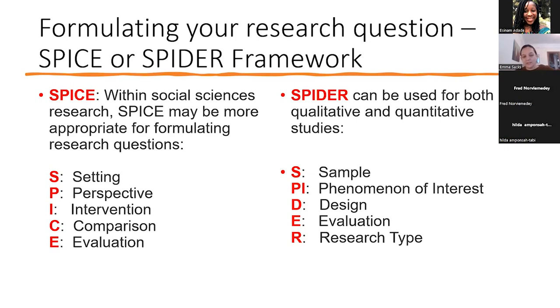So what's the setting, right? What perspective are you using? Again, what's the intervention and comparison, and how is that being evaluated? SPIDER is similar, right? So what's your sample? The phenomenon of interest, we often think of as the intervention, although as I said, it might not completely be an intervention. It might be factors that affect something. The design, how they're being evaluated, and research types.